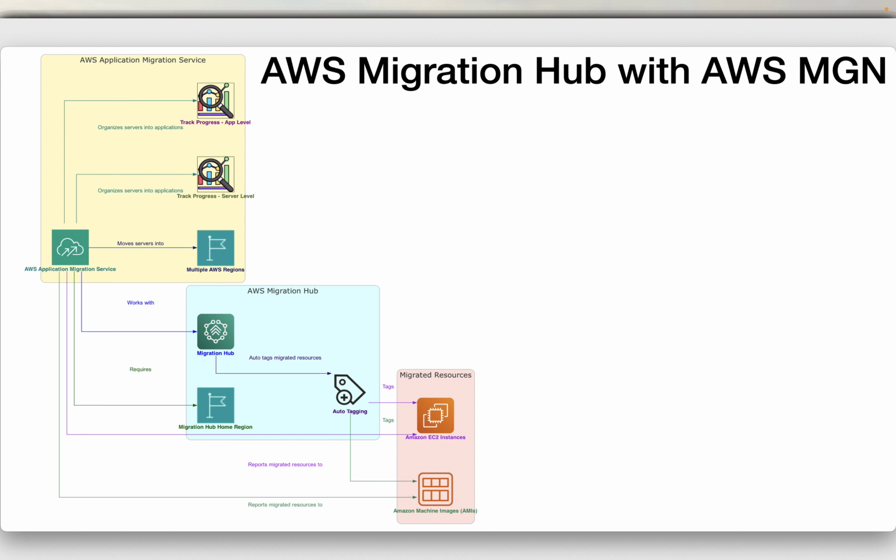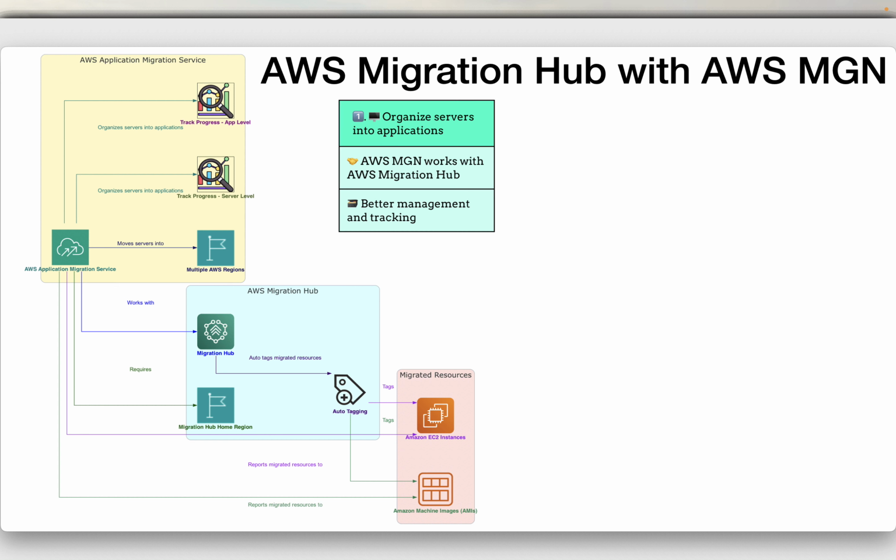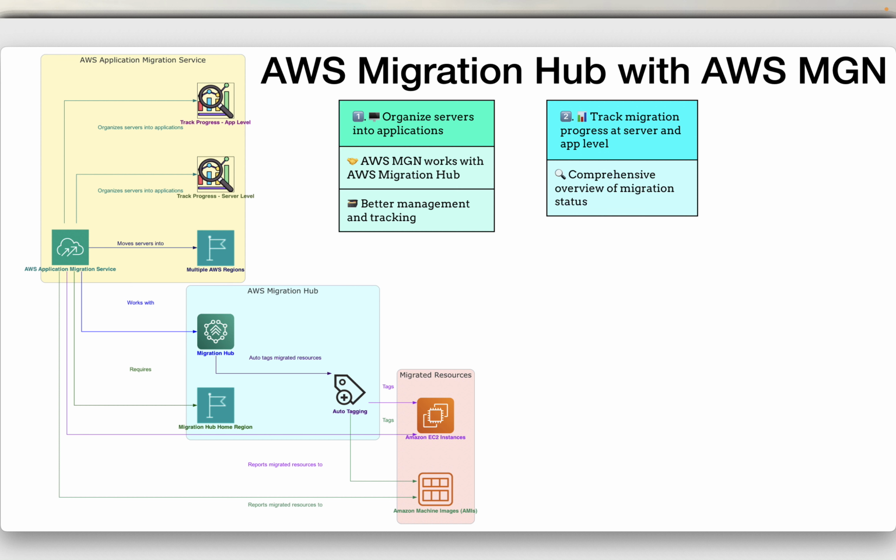So next is AWS Migration Hub integration with Application Migration Service. AWS Application Migration Service works with AWS Migration Hub, which allows you to organize your servers into applications for better management and tracking. With Migration Hub integration, you can track the progress of all your migrations at both the server and the application level, giving you a comprehensive overview of your migration status.